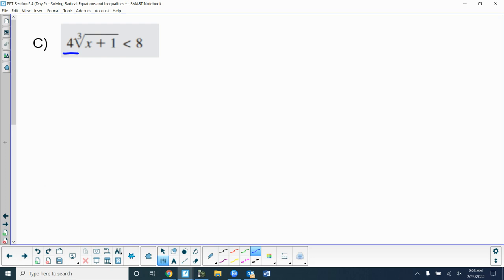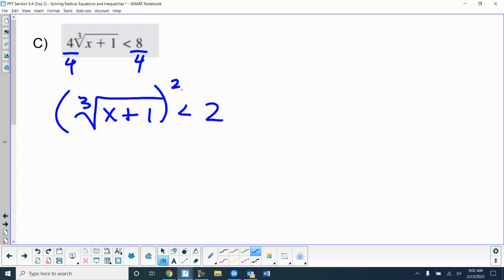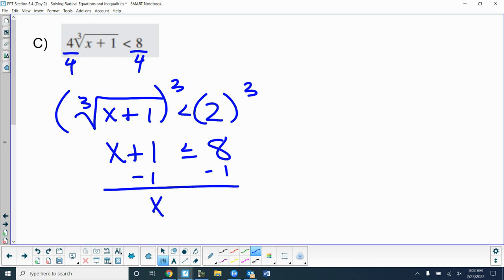So all I have to do is divide by 4, both sides. And I get the cube root of x plus 1 is less than 2. How do I get rid of the cube root? Cube both sides, right? Just like yesterday. And I get x plus 1 is less than 8. Subtract 1. x is less than 7. Simple. Why the equals? I don't know. I just added that. Shouldn't have been that. Got in a hurry. Sorry about that.